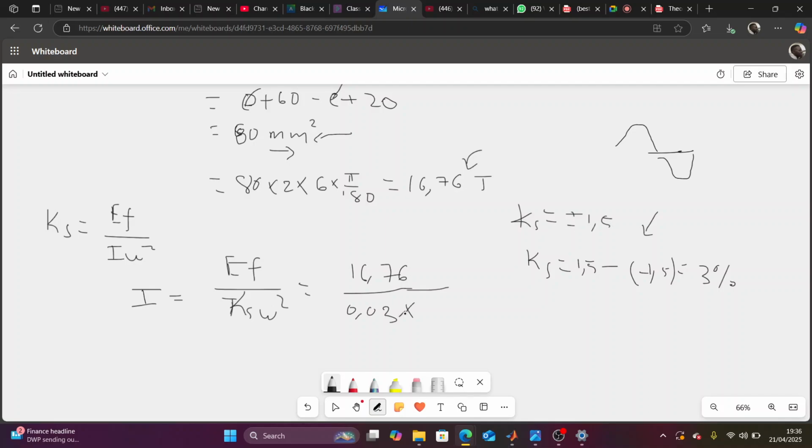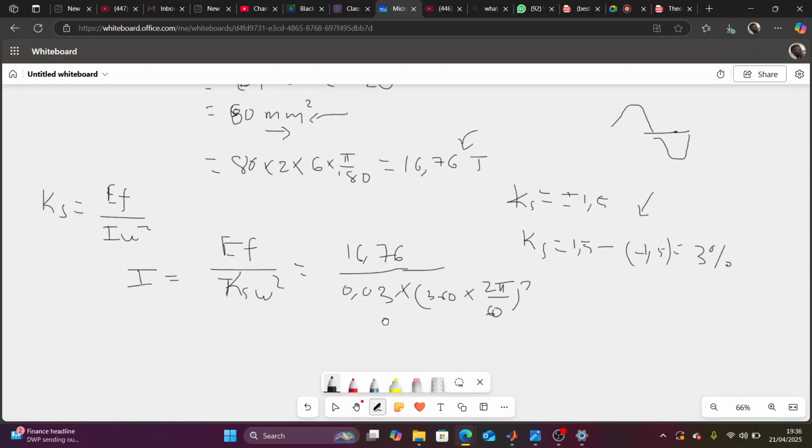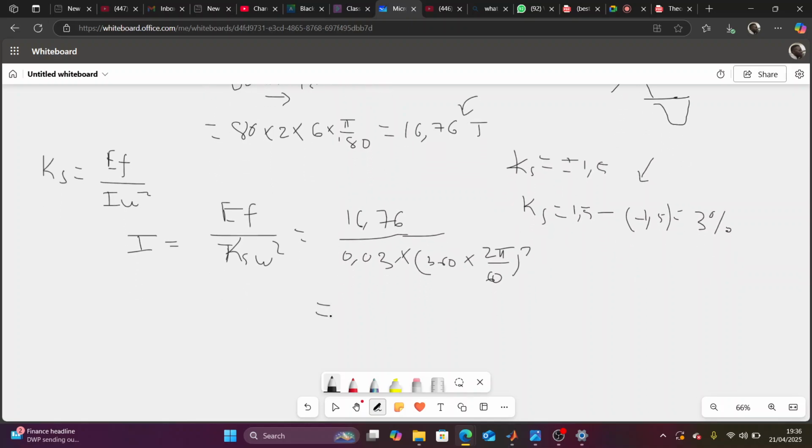Times what is the speed? It is in revolutions per minute, so you need to convert. It is 360 times 2 pi over 60, squared. So if you calculate this, I'm pretty sure you will get your moment of inertia to be 0,393 kg meter squared. Do you see it, Angela?